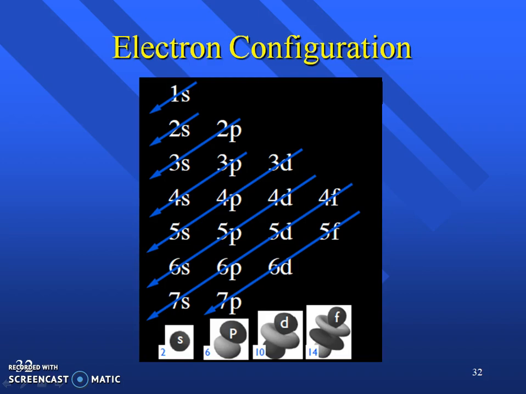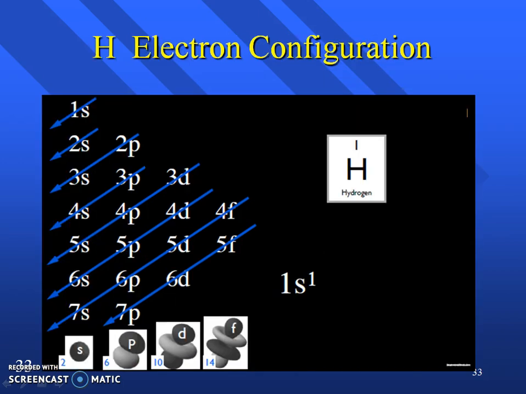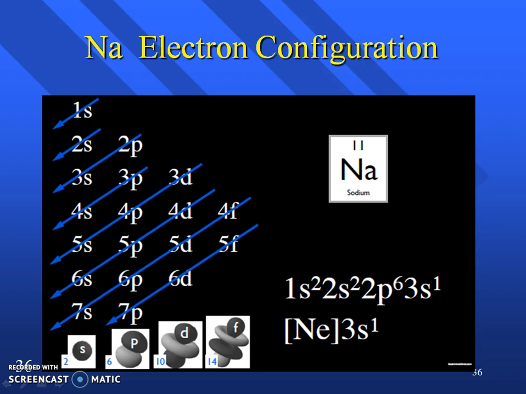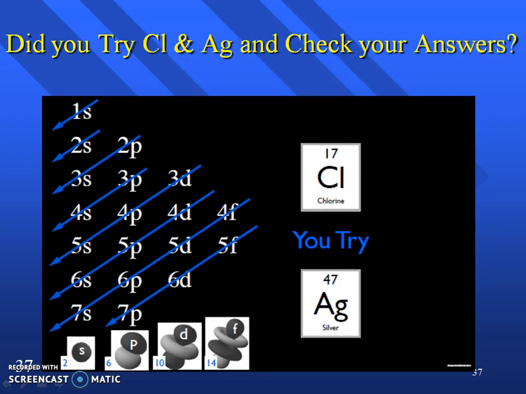It's a nice little way of organizing and knowing which S, P, D, or F is getting filled at what time. So then he gave you some nice examples of hydrogen and boron and neon, and now sodium. He also gave you what's called the condensed version. So there's a long form and also the condensed form. So hopefully you tried chlorine and silver on your own and you checked your answers. And again, if you're having trouble with this, that's what in-class bookwork and classwork is going to be for.